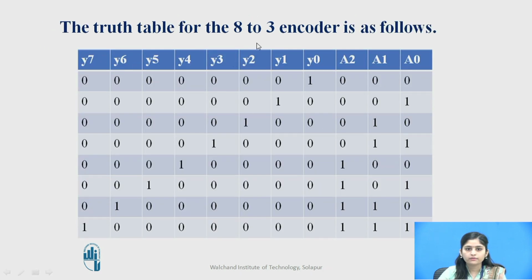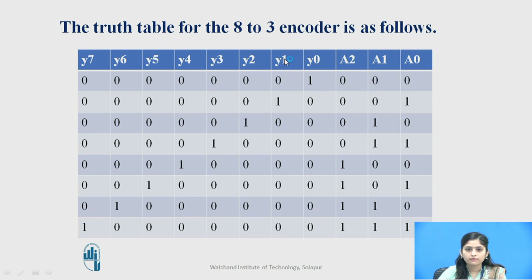This is the truth table for our 8:3 encoder. Here it will have 8 different inputs from Y0 to Y7, that is Y0, Y1, Y2, Y3, Y4, Y5, Y6 and Y7, and here we are having 3-bit output, that is A0, A1 and A2. Now suppose that our Y0 input is active and at this time all other inputs are inactive, that means they are 0, then we are getting output, that is decimal digit 0, which can be written in binary format, that is 0 0 0. This is our output here.